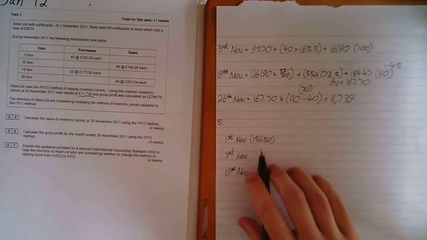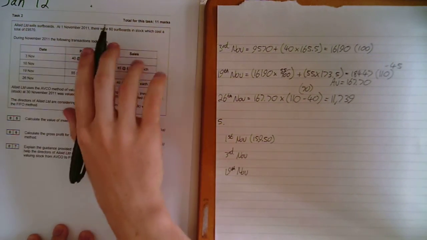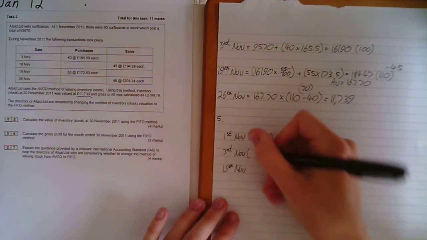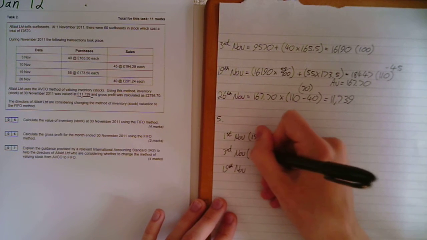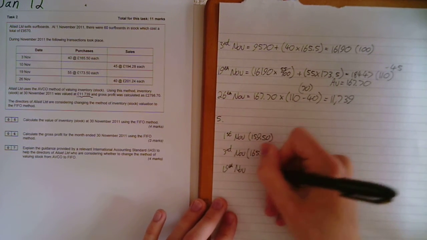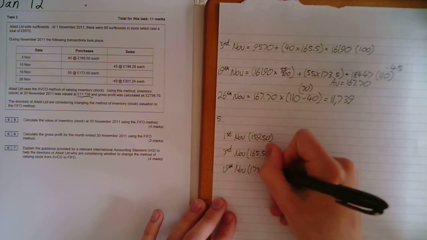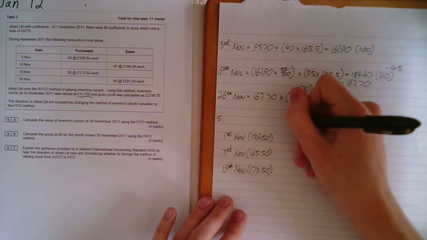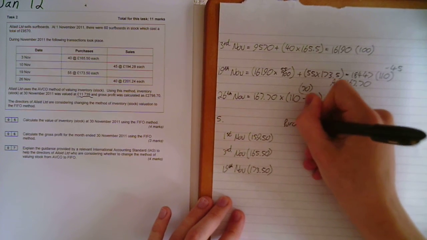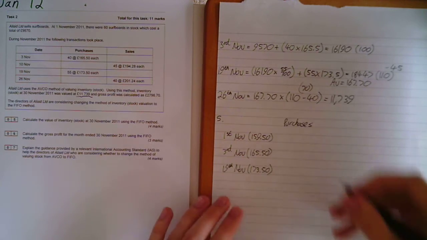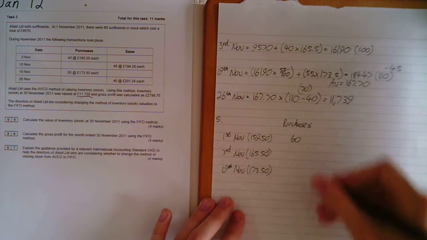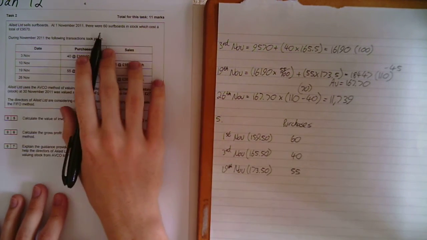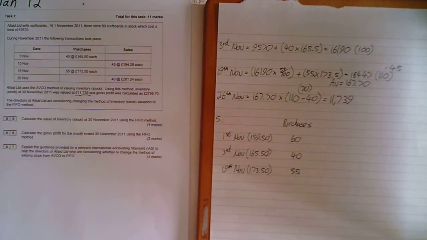So 159.50 is simply 95.70 over 60. That will be the average purchase price. We're given them in these two, so it's just 165.50 and 173.50. So on the top, what I do is I put purchases. So I have 60 at the start, then I purchase another 40 on the 3rd, and I purchase another 55. So you can see where I've just lifted that from. 60 at the opening, brought in 40, brought in 55.